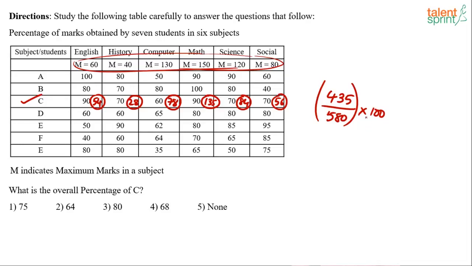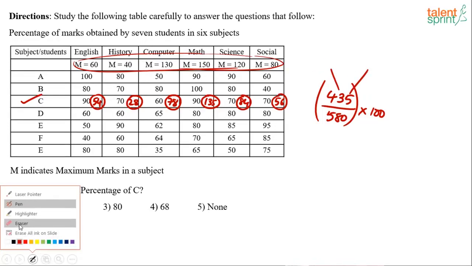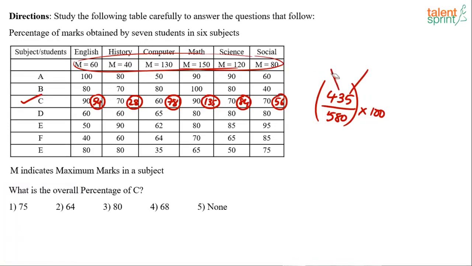Don't say 0, 0 cancelled. Not that type of calculation, right? Or don't take 5 common and waste your time. All those who have done 5 common, so 435 by 5 and 580 by 5, are all wasting their time. You should be smart enough to split the numerator in terms of the denominator to get the answer. Like for example, I'll split 435 as follows.